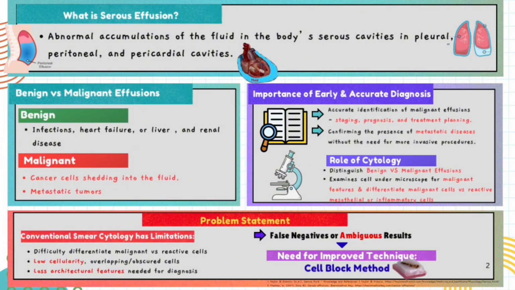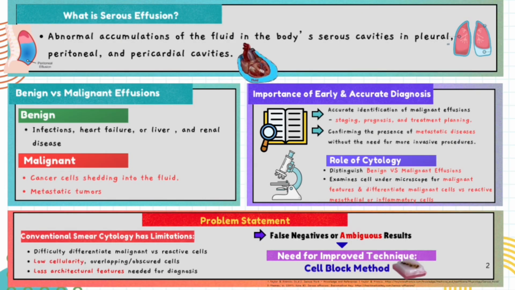Early and accurate diagnosis of malignant effusions is crucial as it directly affects disease staging, treatment decisions, and patient prognosis. A positive cytological diagnosis can confirm metastatic disease and may reduce the need for invasive diagnostic procedures. Cytology, particularly the conventional smear technique, is the most commonly used method for effusion analysis.